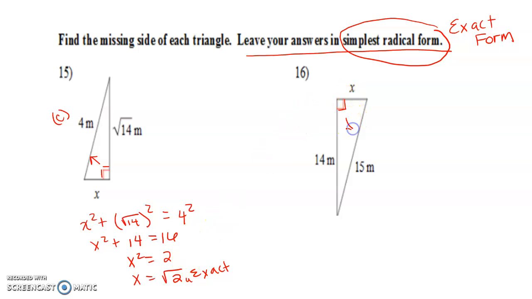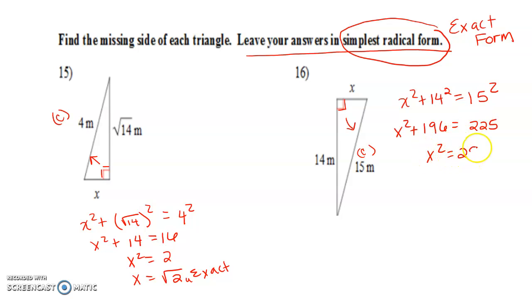Here's my right angle. It points to my hypotenuse, which is making this my c. So I would have my x squared plus 14 squared equals 15 squared. All right, so now we're going to take our values, and I have x squared plus 196 equals 225. Subtract 196 from both sides, and I get x squared equals 29.